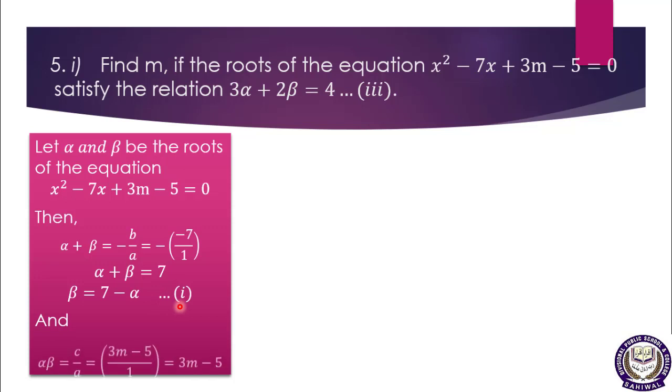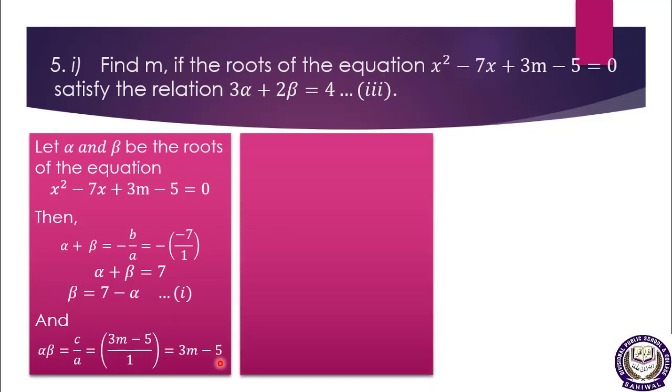Now, the product of the roots alpha multiplied by beta is equal to c over a. Putting the values of the constant term and the coefficient of x square, we get 3m minus 5. Or we can write it as the product of roots alpha and beta is equal to 3m minus 5. We call this equation 2. The relation given in the question, 3 alpha plus 2 beta is equal to 4, we call equation 3.